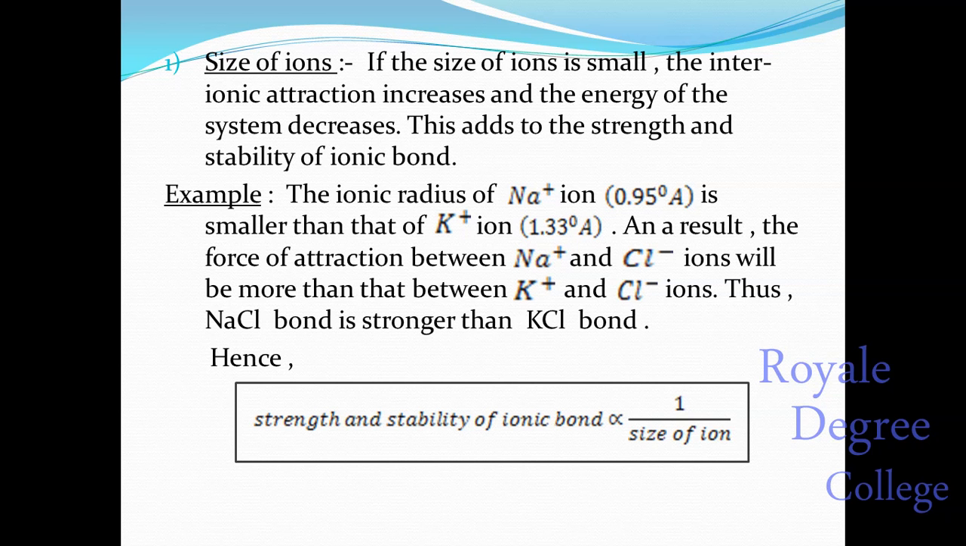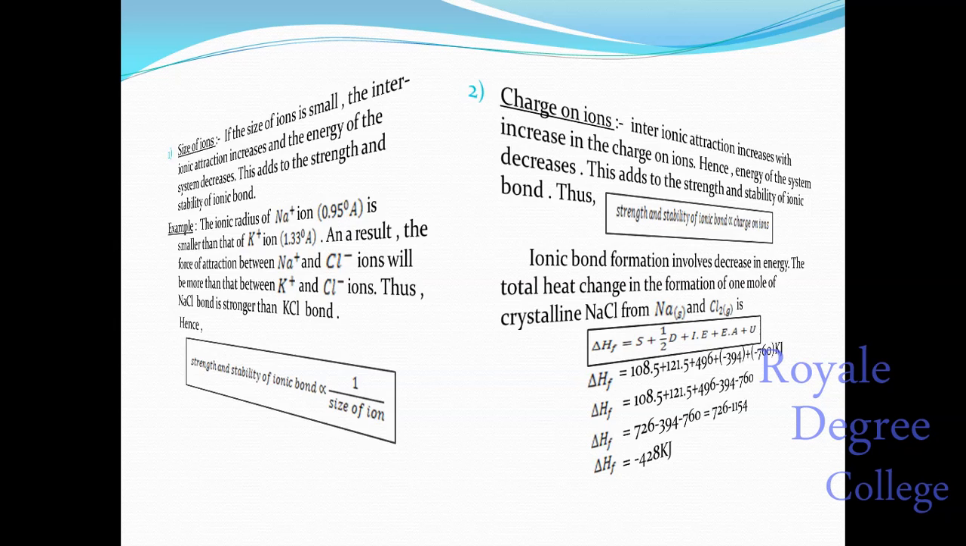Hence, the strength and stability of ionic bond is inversely proportional to size of ion. It means if the strength and stability of ionic bond increases, size of ion decreases. If size of ion increases, strength and stability of ionic bond decreases. They are inversely proportional to each other.